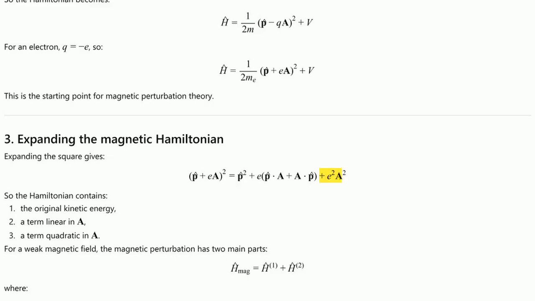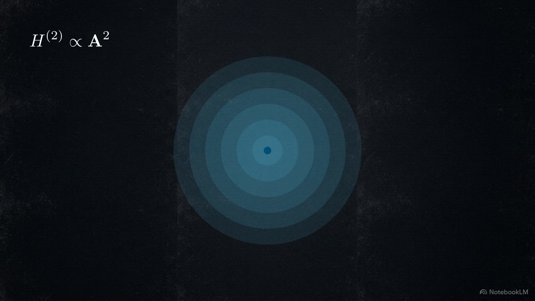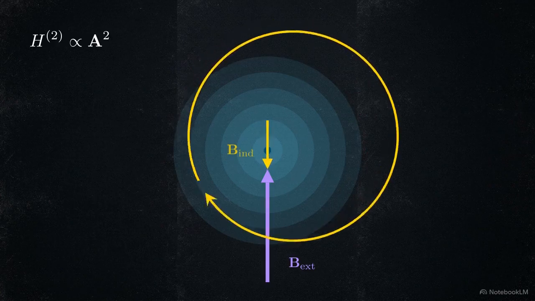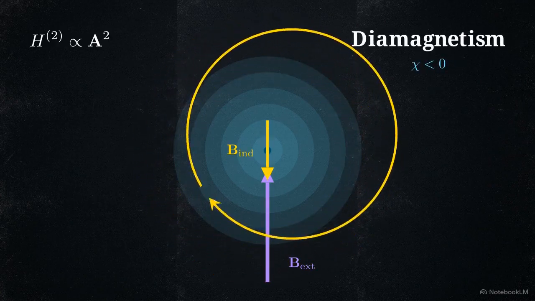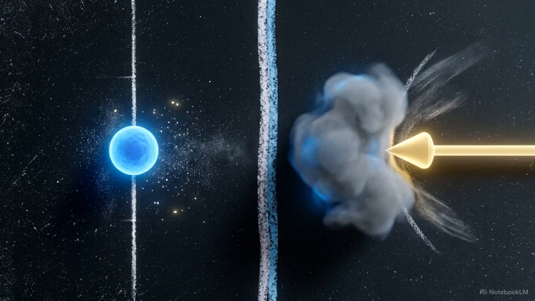The final piece of the expansion features the vector potential squared. This is the quadratic term. This second-order term represents the tendency of an electron cloud to develop induced currents that physically oppose the external magnetic field. It serves as the mechanical origin for diamagnetism. A single substitution and expansion splits the molecular magnetic response into two distinct mathematical phenomena. Diamagnetism and paramagnetism originate from entirely different sections of the perturbed equation.